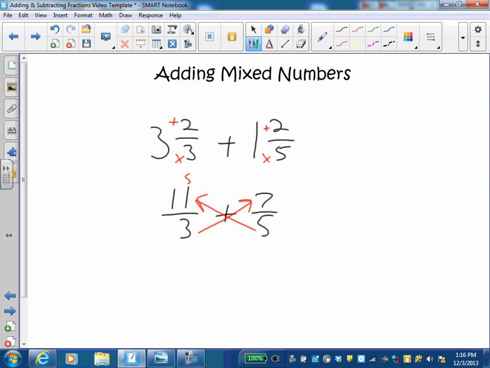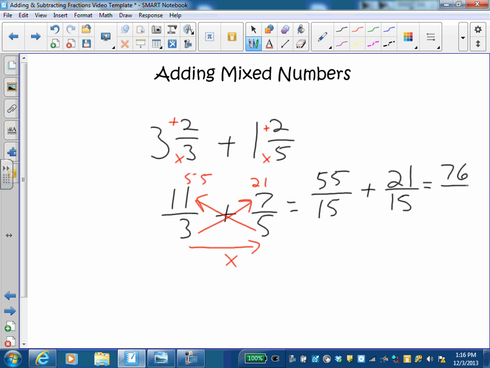5 times 11 is 55, and 3 times 7 is 21. Then I'm going to multiply the denominators so that I can get a common denominator. So what I'm going to end up with is 55 plus 21 over 3 times 5, which is 15. This turns out to be a really big improper fraction. When you add that together, it becomes 76 over 15. So you're going to have to do some division on this.